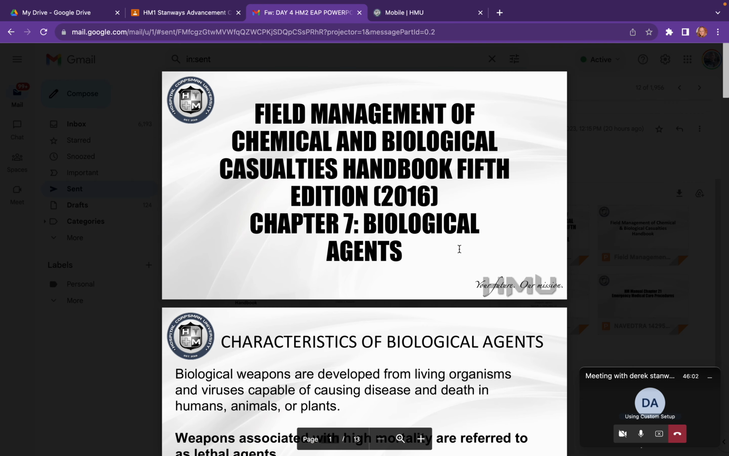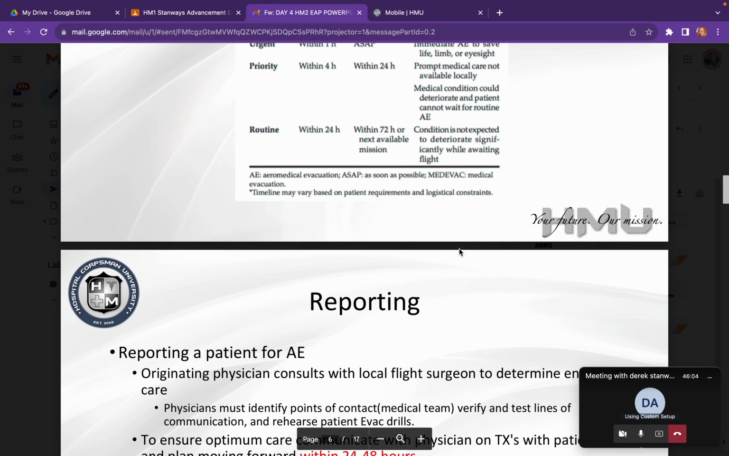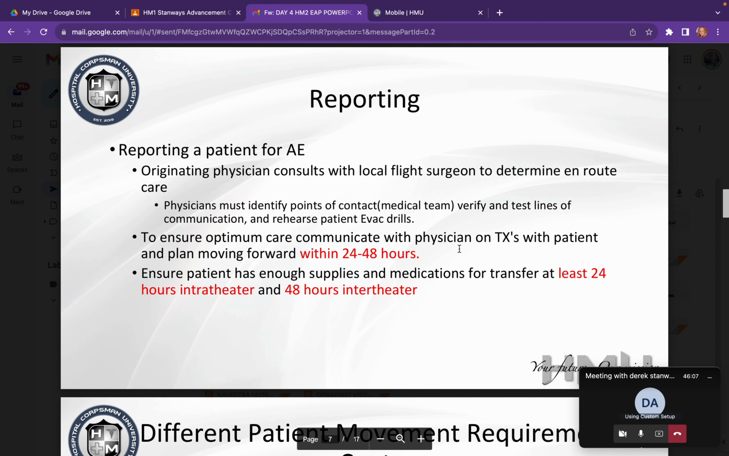Alright, reporting a patient for aeromedical evacuation. The originating physician consults with the local flight surgeon to determine en route care. So you have an injury, right? You see that injury, you submit the line to your headquarters element, and simultaneously, a lot of times, everyone's kind of watching this net. People are ancillary in the background working the medevac piece already. As you get more details and you feed that 9-line to your radio operator, they push it back to the op center so they can brief the CO, and so on and so forth. A lot of this happens simultaneously.